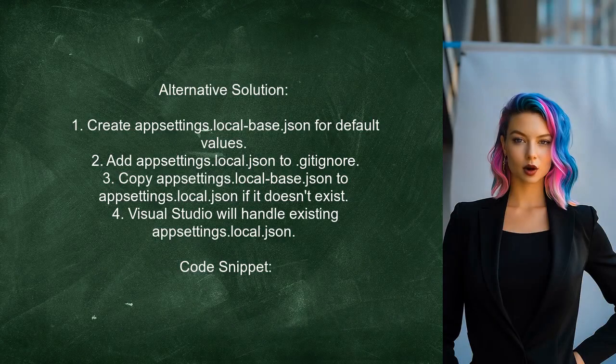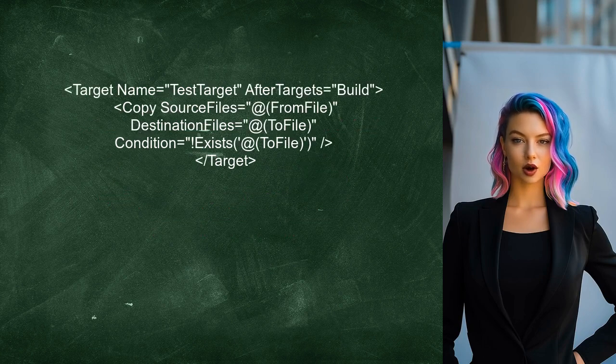An alternative solution involves creating a base local settings file. First, place your default local values in appsettings.localbase.json. Then add appsettings.local.json to your gitignore to prevent it from being tracked. Next, set up a process to copy appsettings.localbase.json to appsettings.local.json in the output folder, but only if appsettings.local.json doesn't already exist. If a user has their own appsettings.local.json, it will be copied automatically by Visual Studio.